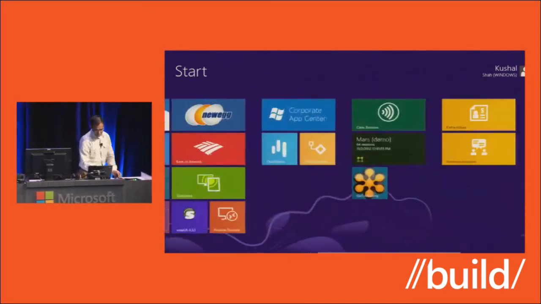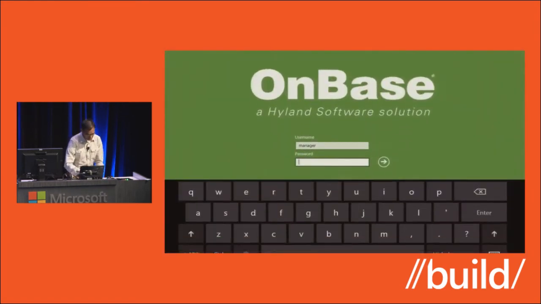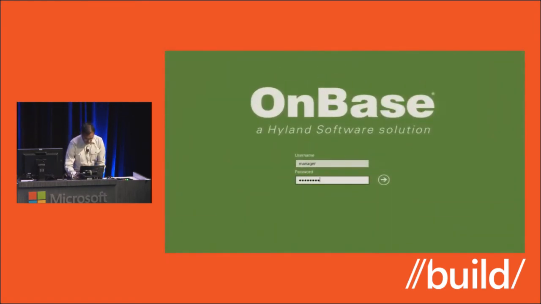So I'm going to come in here. The app is called OnBase Claim Adjusters app. Lifetime, it immediately is telling me how many claims I've got to go and process. I'm going to log in here.